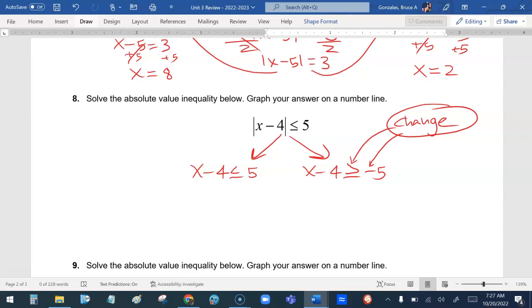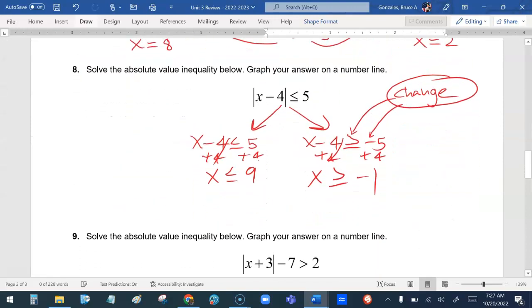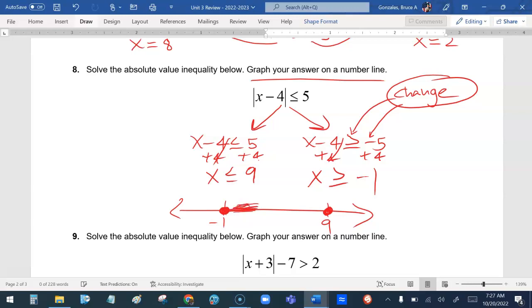I can get rid of my loners by adding 4 to both sides. So x is less than or equal to 9. And then adding 4 to both sides, x is greater than or equal to -1. Okay. Now, this time it asks us to graph it on a number line. So the smaller number is -1, the greater number is 9. They're both underlined, so we're going to have shaded in circles. It's greater than -1, so it's going this way. It's less than 9, so it's going this way. So basically it's shading in between.